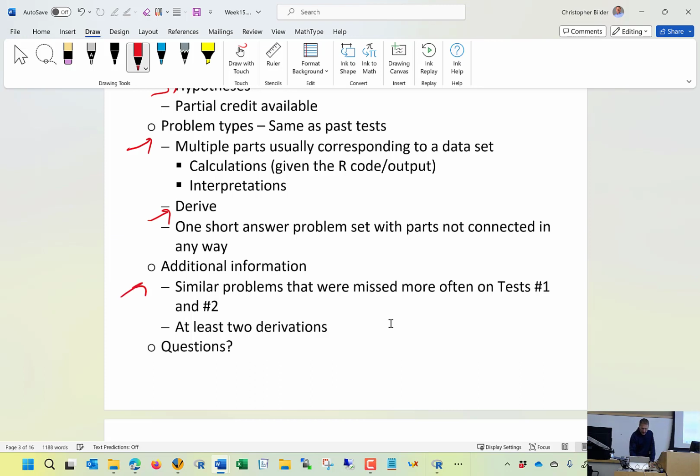Some additional information. I mentioned this last time, but I want to emphasize it. I like to go back to test 1 and test 2 and see the problems that sometimes students were having difficulty with. I want to make sure now that you do understand that material, so I will often put similar types of problems on the final exam. There will be 2 times where you're going to need to derive something. So for example, maybe you need to derive a forecast, maybe a forecast error variance, maybe derive an ACF or something like that.